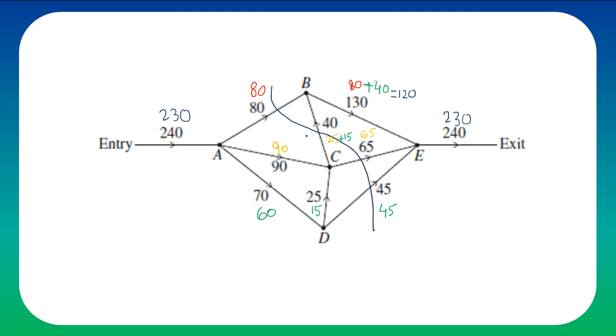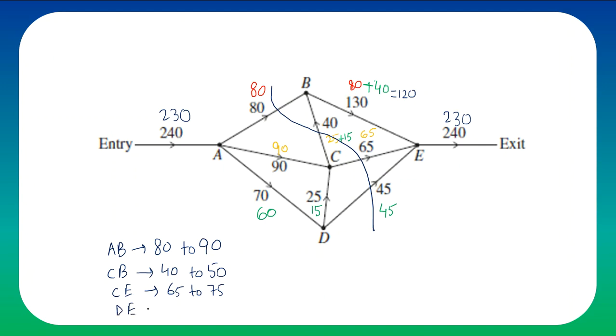What can be done? You can increase the capacity of any of these edges and your problem will be solved. So the solution would be either you increase AB from 80 to 90, or you increase CB from 40 to 50, or you increase CE from 65 to 75, or DE from 45 to 55.